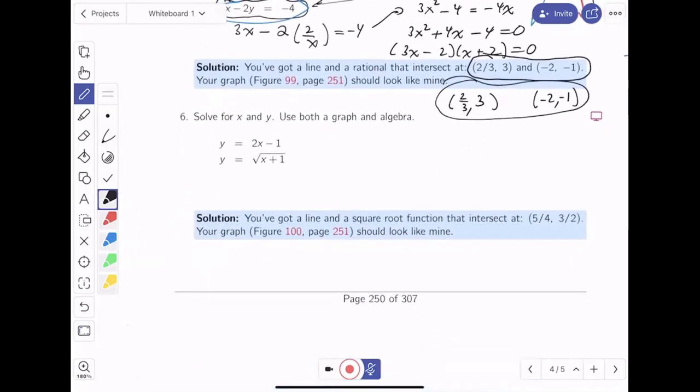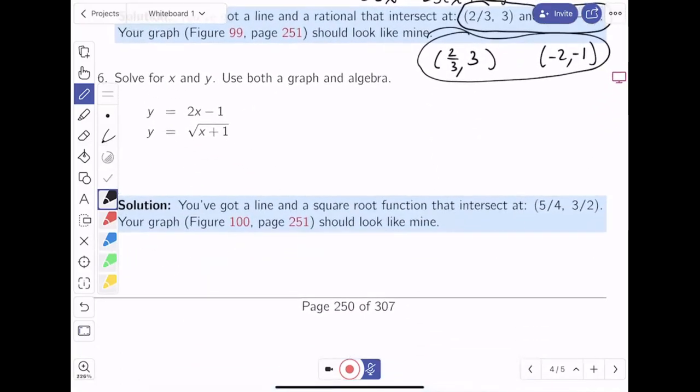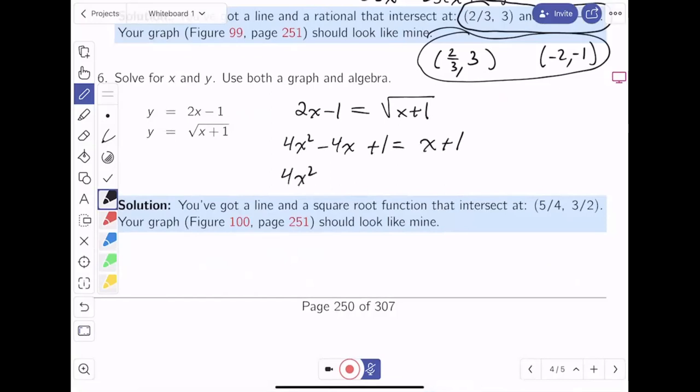All right. Let's do number 6. I'm going to do algebra first. And I'm going to put the algebra down for you. 2x minus 1, that's y, and y is also the root of x plus 1. Well, like a mathematical question, square both sides. 4x squared minus 4x plus 1 equals x plus 1. And this would give me 4x squared minus 5x. Oh, the ones disappear. That's good news. Factor it. You get x times (4x minus 5) equals 0.